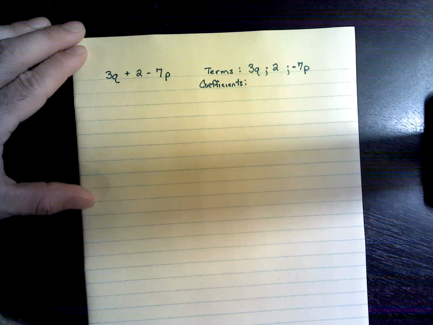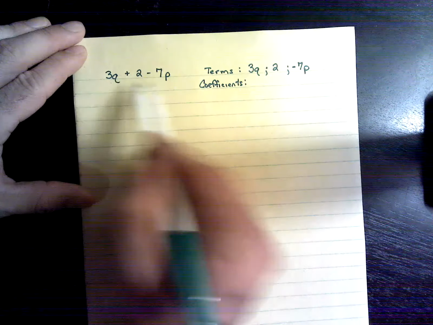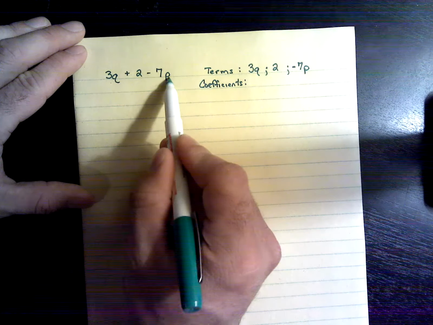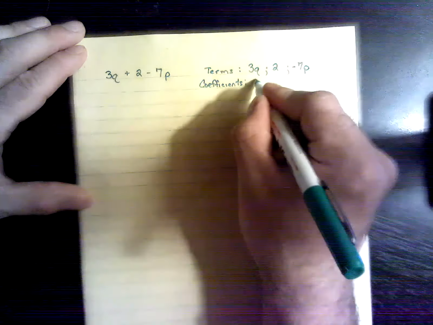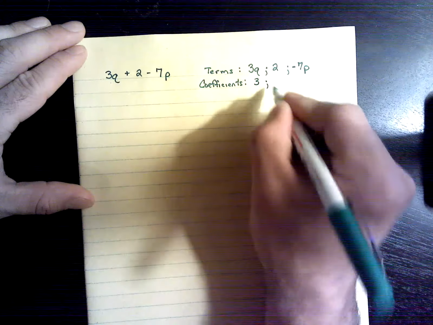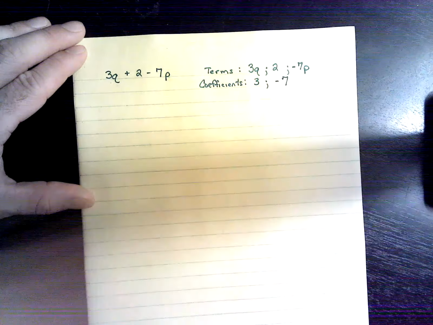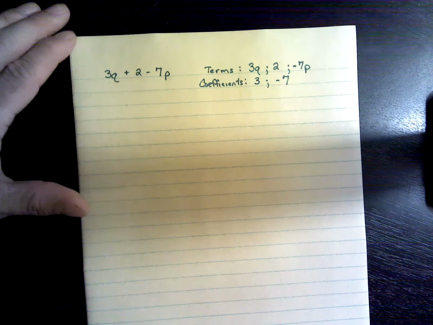Coefficients are just the numbers that are in front of a variable. So we have two variables in this expression. We have q and we have p. So the number in front of q is 3, so we have a coefficient of 3, and the p has a coefficient of negative 7. Okay, so just a couple of little things that we want to talk about.